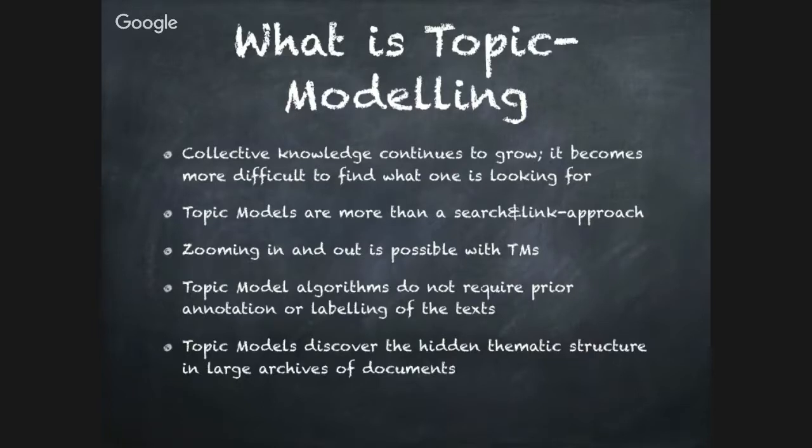And zooming in and out is possible with topic modeling, because you can always facet using topic models and then rerun everything, and then you get a better result. The good thing is topic model algorithms do not require prior annotation or labeling of the text, which means computationally they might be more expensive than other methods, but in terms of human time spent in front of the computer, they're actually cheaper. So no annotation, nothing, no information.